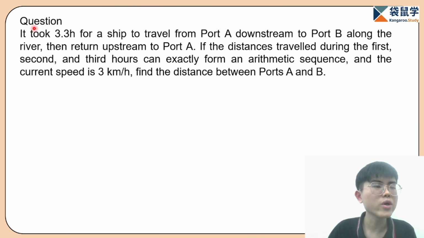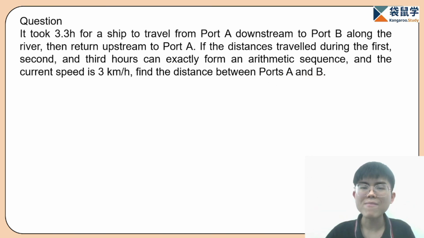So from the question, we know that it took 3.3 hours for the ship to travel from port A downstream to port B along the river, then return upstream to port A. If the distance traveled during the first, second, and the third hour can exactly form an arithmetic sequence, and the current speed is 3 km per hour, we are asked to find the distance between port A and port B.